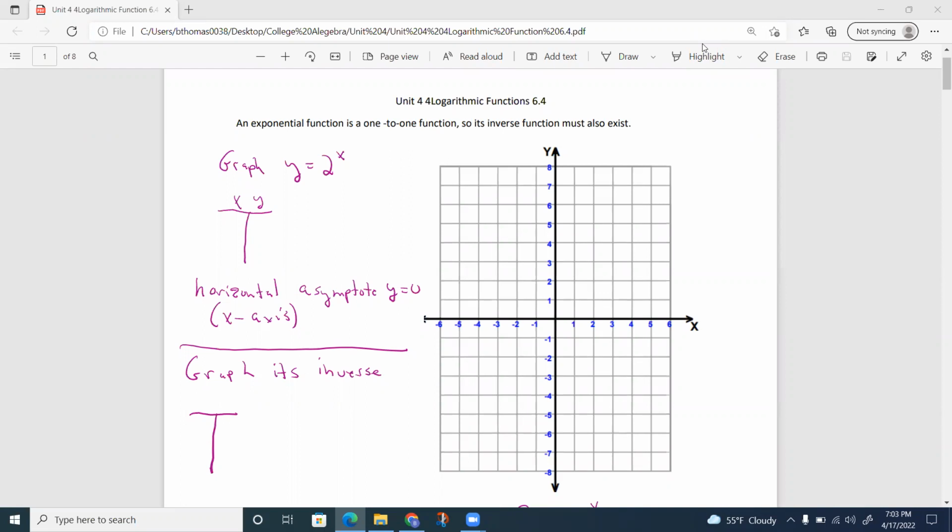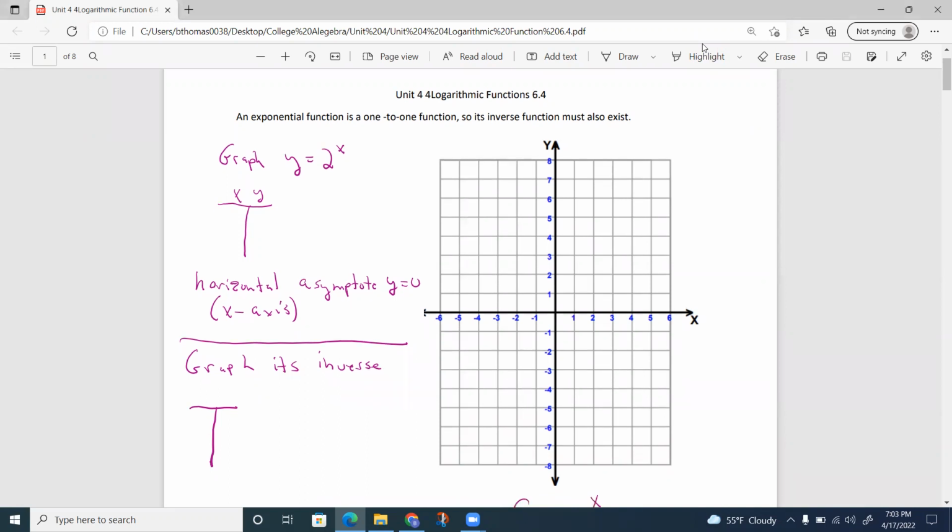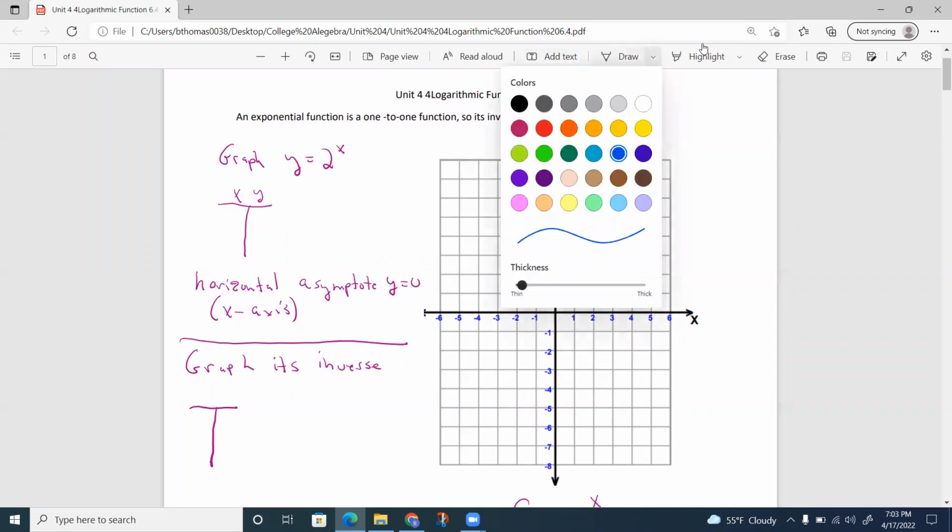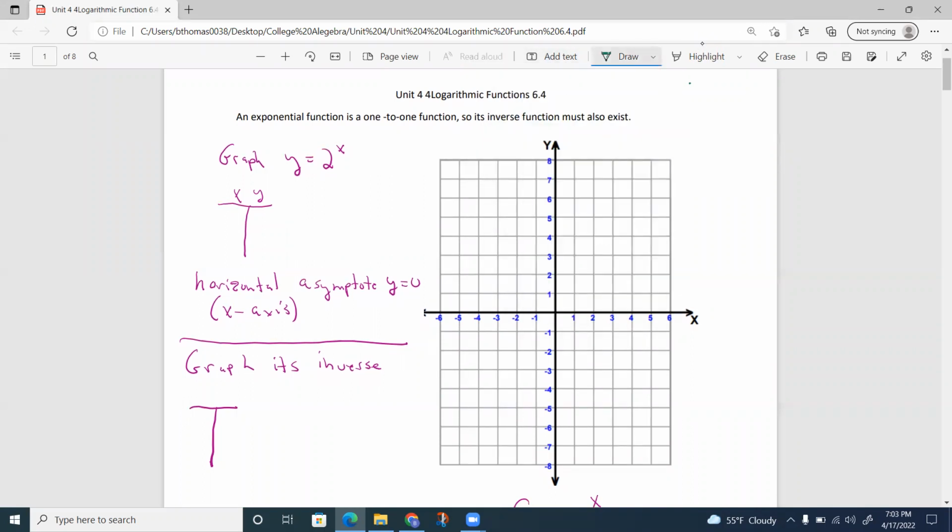So recall how to graph the function y equals 2 to the x. Remember, we had these 3 key points. We put 0 in. So we pick x to be 0, x to be 1, x to be -1.